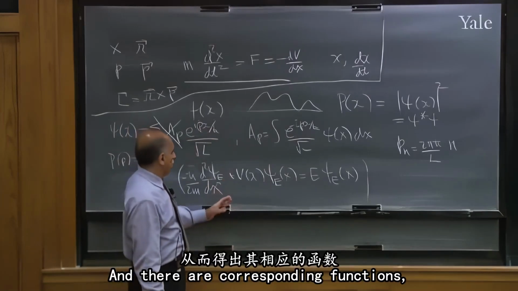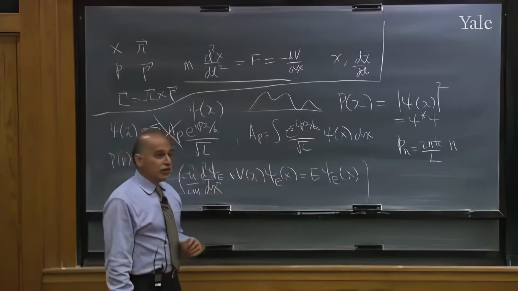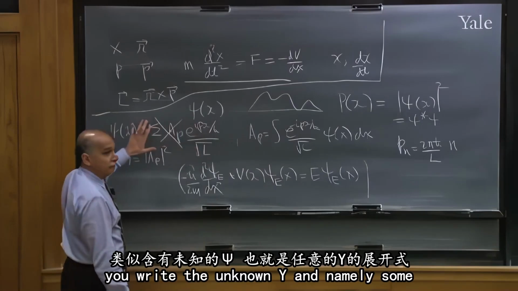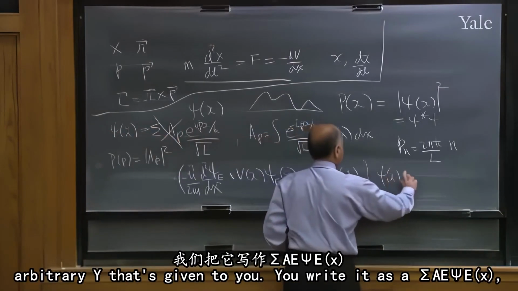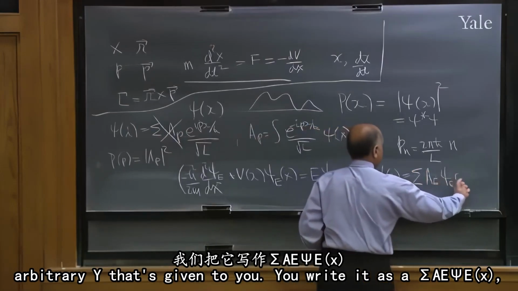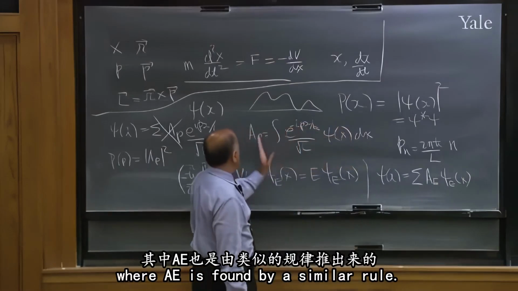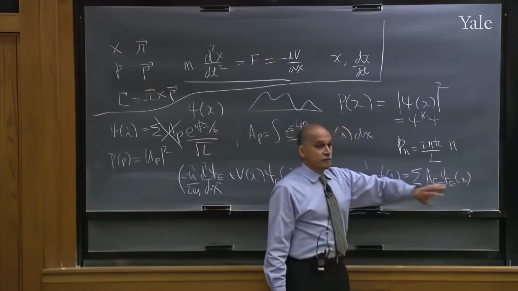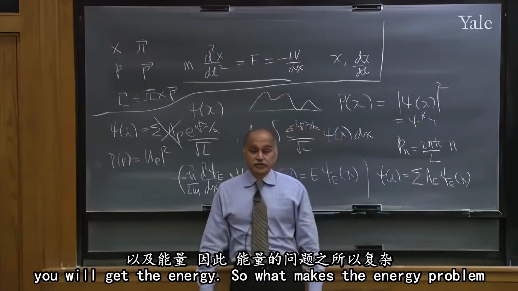And there are corresponding functions, psi sub E, for each allowed value. Then you're done, because then you make a similar expansion. You write the unknown psi, namely some arbitrary psi that's given to you, as a sum of a sub E, psi sub E of x, where a sub E is found by a similar rule. Just replace p by E and replace this function by these functions. Then if you square a sub E, you will get the probability of getting that energy.